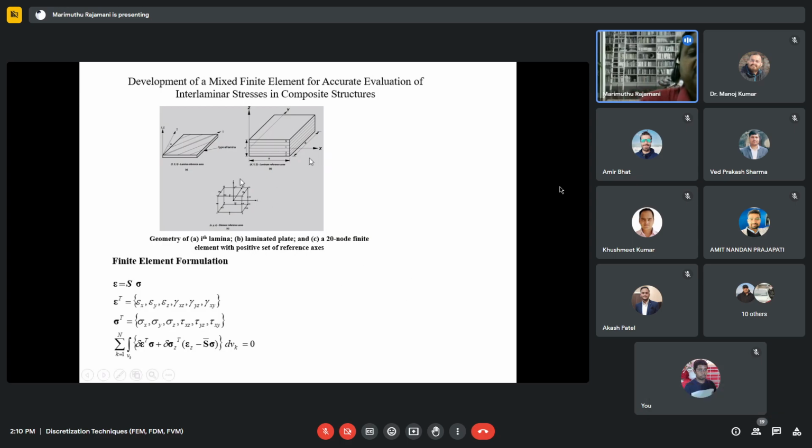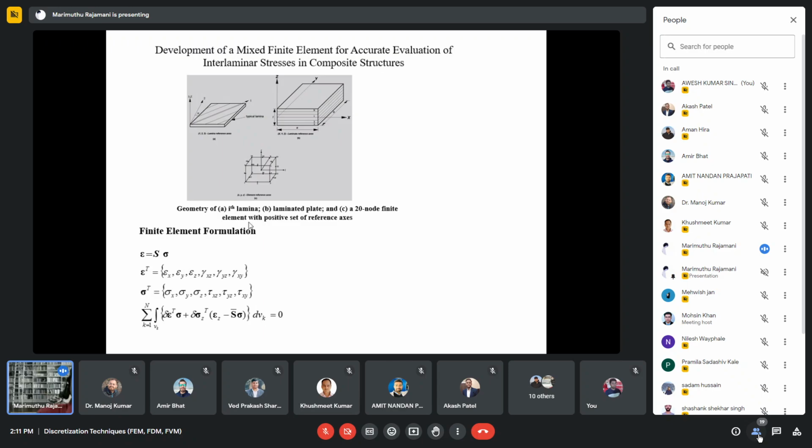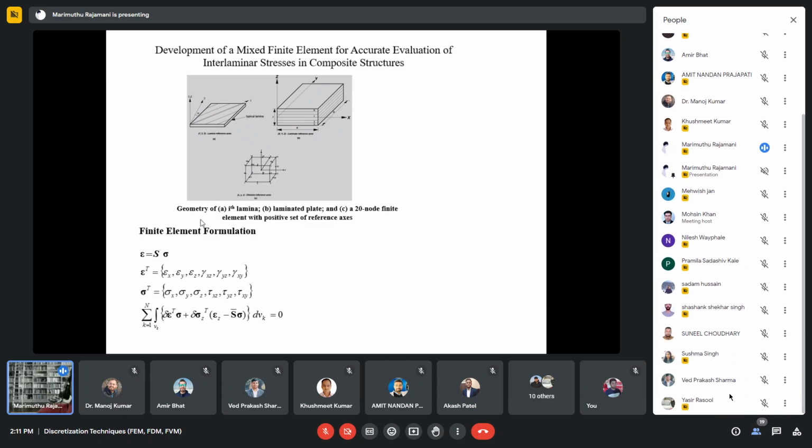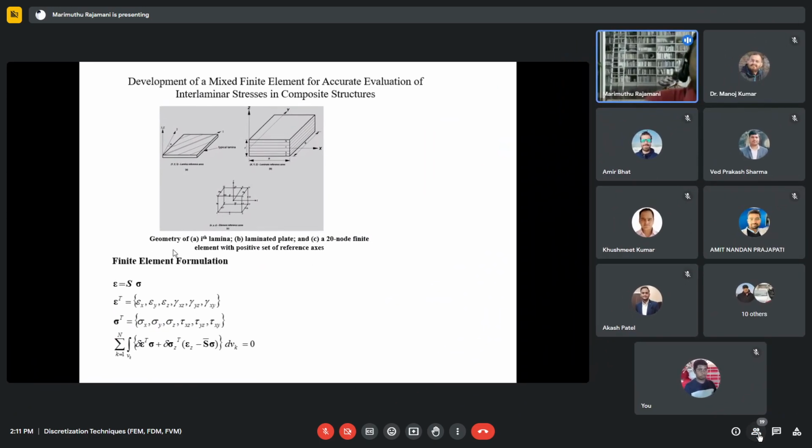So this is a general XYZ coordinate system, and laminas are stacked like this. This is one of the lamina with the angle theta, and this is some sample three-dimensional element. Okay, fine. Now the finite element formulation, the principle of virtual work, I will present for this case where interlaminar stresses are included as degrees of freedom. Fine.